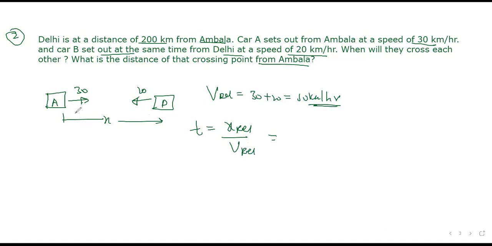So what is the relative distance? Look here. Suppose they meet at this point. One car covers some distance, y, and the other covers distance z. So they are moving in opposite directions. What is the total distance covered? Obviously x. So x is the relative distance, y plus z.